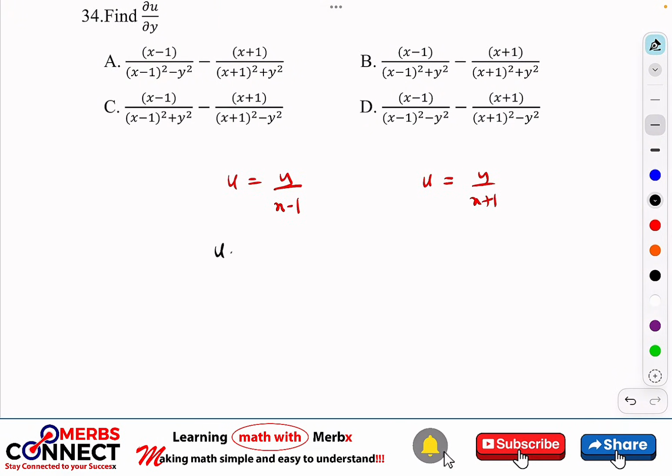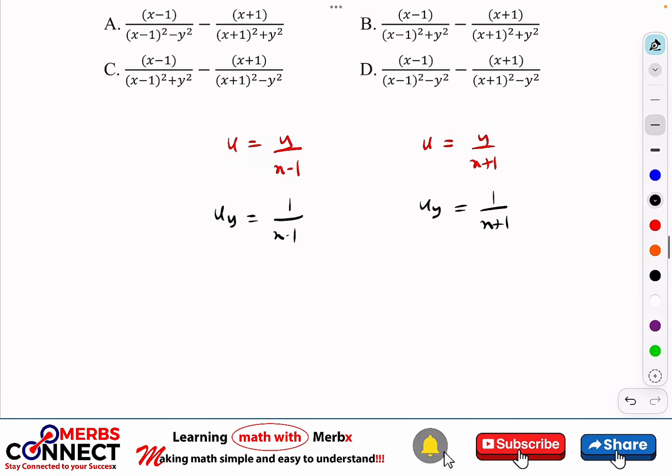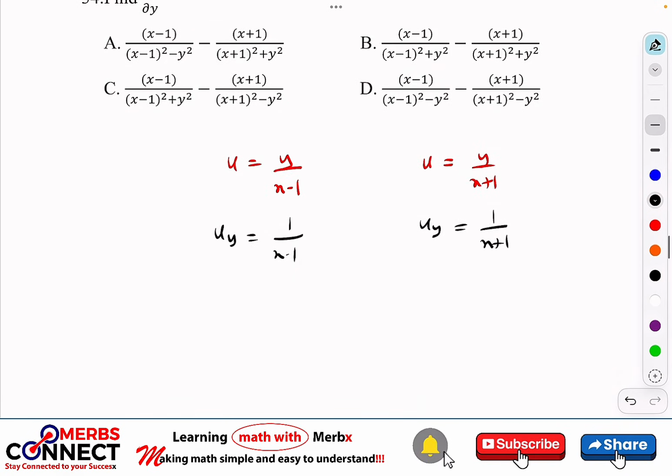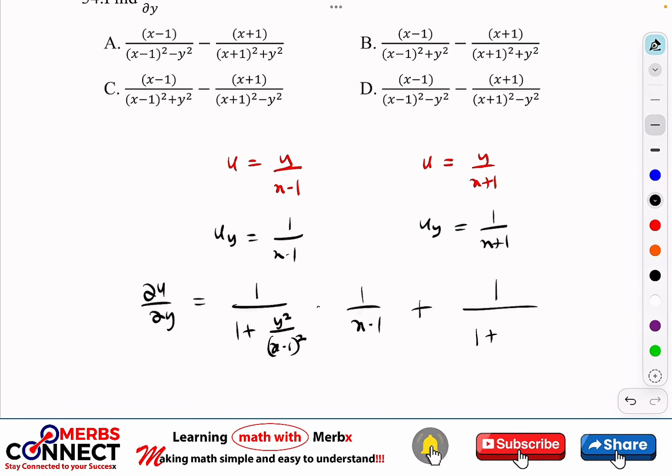Here, I need, with respect to y on the top. So when I differentiate y, I just have this guy here, x minus 1. U of y here too is going to be 1 over x plus 1. So partial of u with respect to y using the tangent function is going to be 1 divided by 1 plus u squared, which is going to be 1 plus y squared over x minus 1 squared. I think I'm tired. Times 1 over x minus 1, plus 1 over 1 plus y squared over x plus 1 all squared, times 1 over x plus 1.